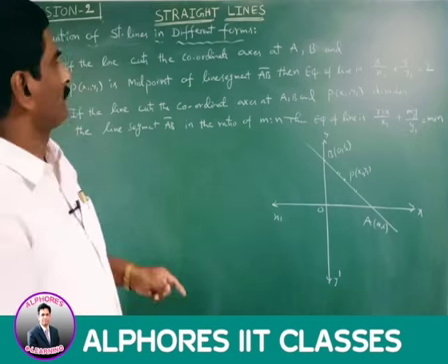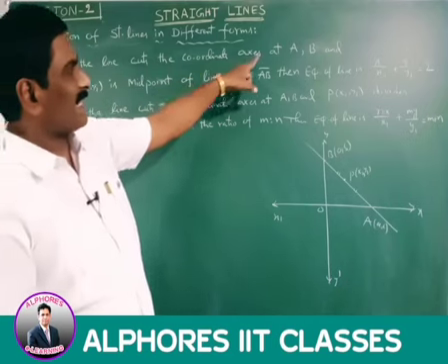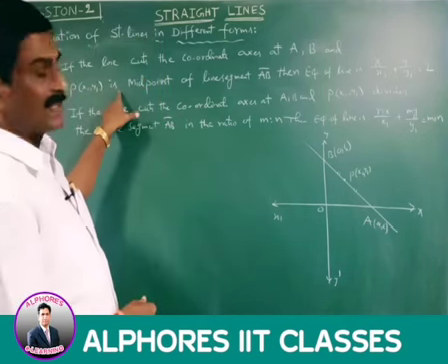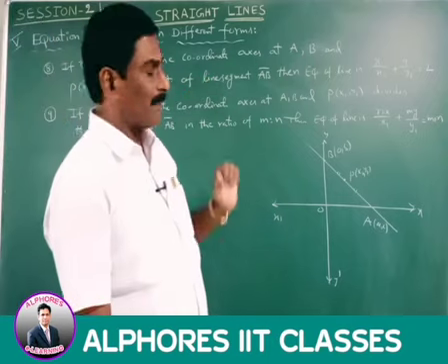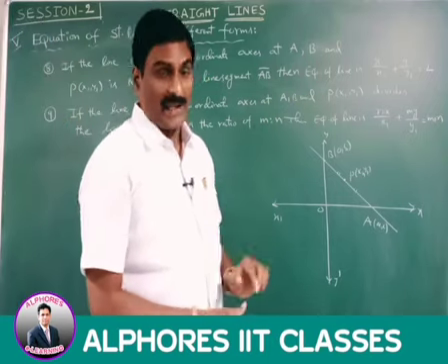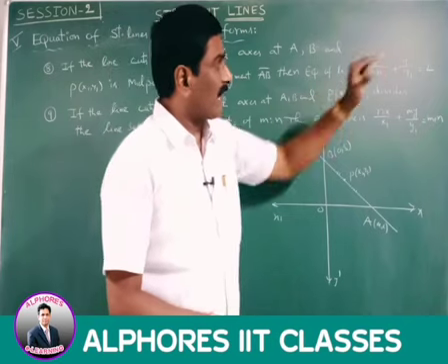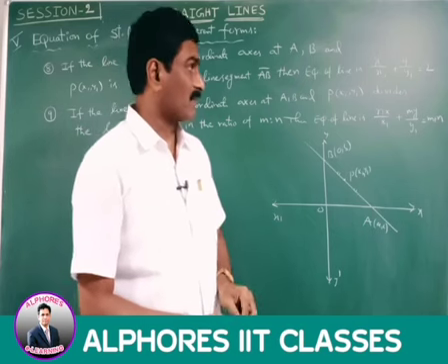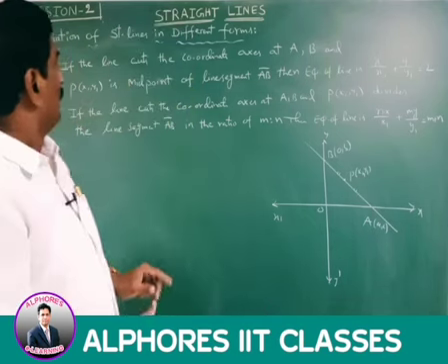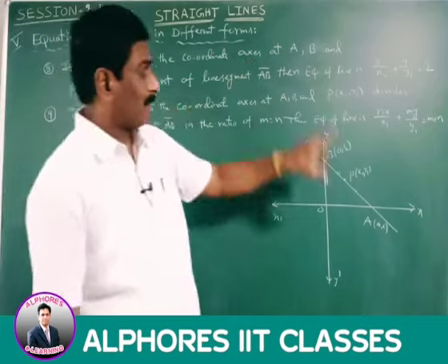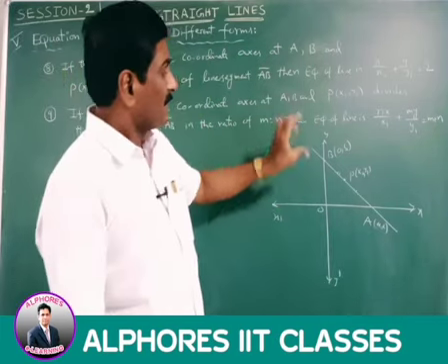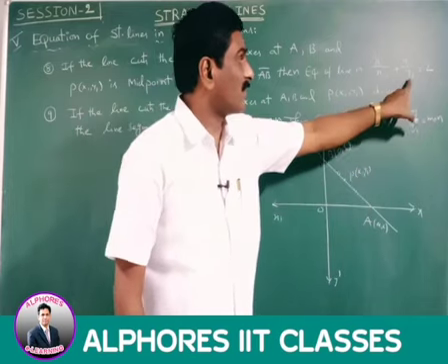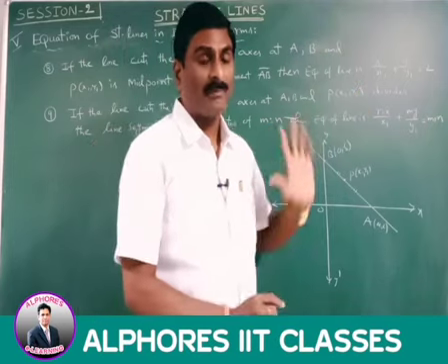Next, the 8th one. If the line cuts the coordinate axes at A and B, and P(x1, y1) is the midpoint of the line segment AB, then the equation of the line is x by x1 plus y by y1 is equal to. Here the line cuts the coordinate axes at A and B, and the midpoint of AB is P(x1, y1), then the equation of this line AB is x by x1 plus y by y1 is equal to. It is the answer.